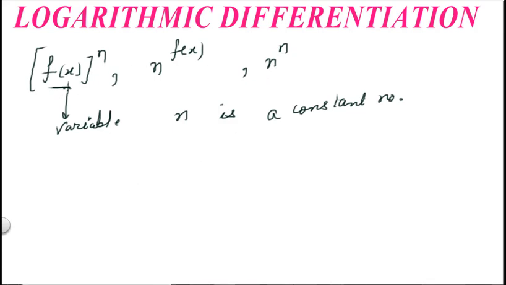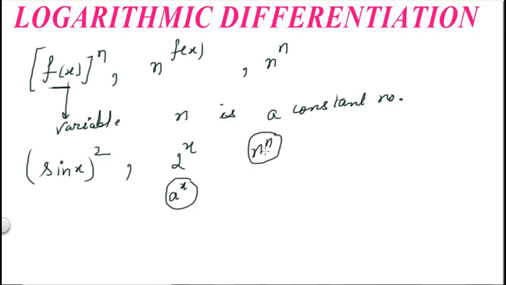Now I can give the example. Suppose here you have sin x to the power 2. We know how to differentiate it. If we have 2 to the power x, we know how to differentiate it, applying the formula of a to the power x. n to the power n, it is a constant, so differentiation would be 0. So these are all the functions that we have already done.